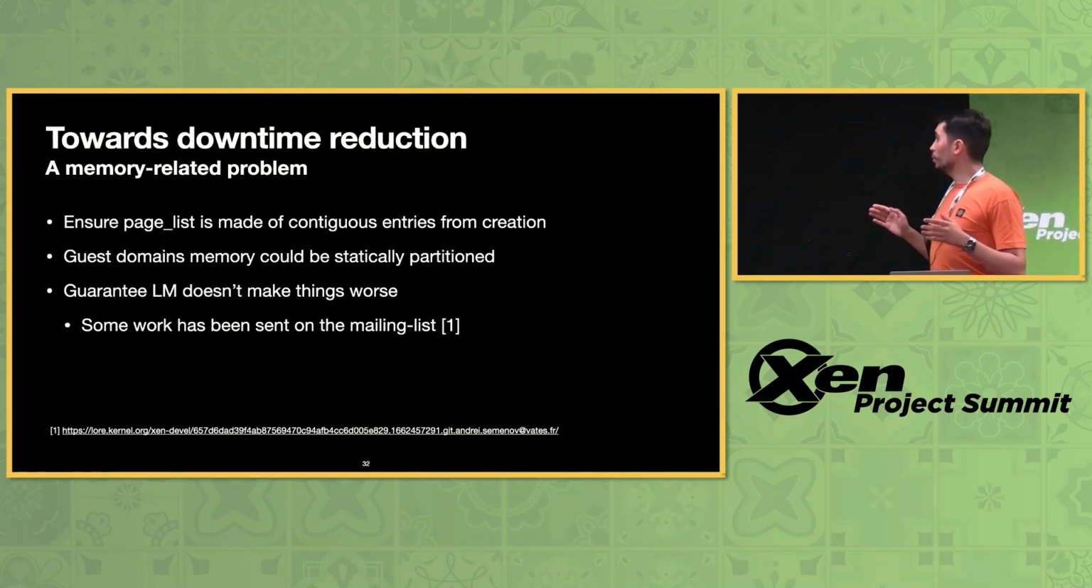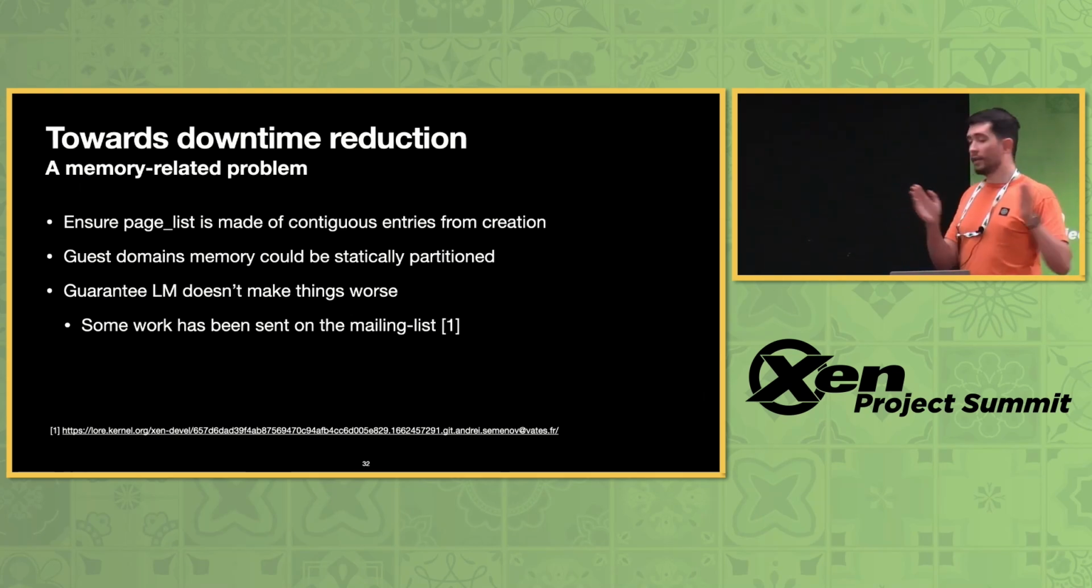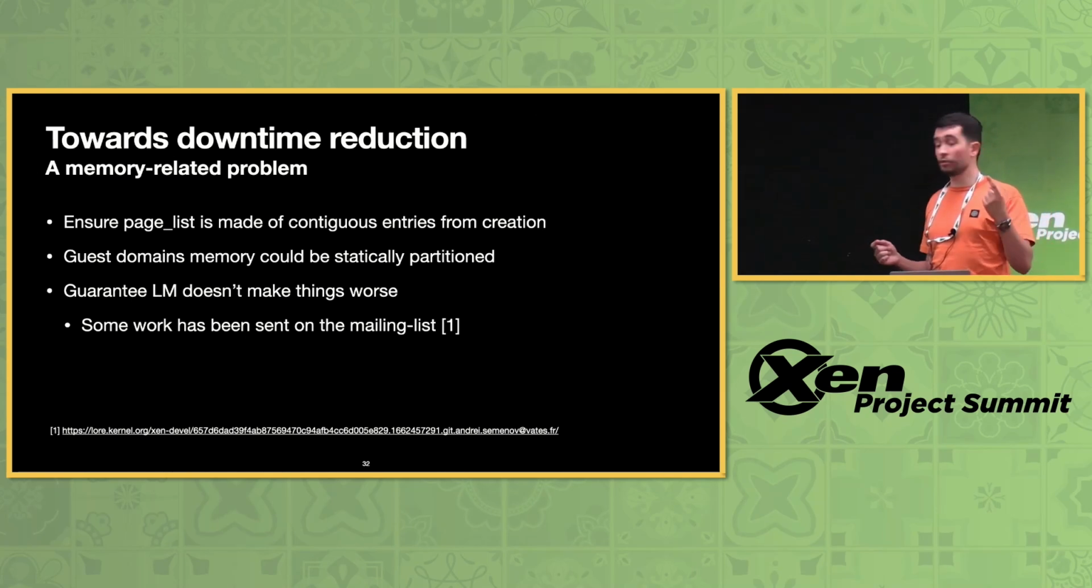First of all, during the creation of the domain, we could make sure that all the page list infos are contiguous. We could also consider statically partitioning the guest domain memory, and we wouldn't have to go through the page list. Instead, we could say this is the start address of the guest domain memory, and it is this big, and we would have just one entry to transfer.